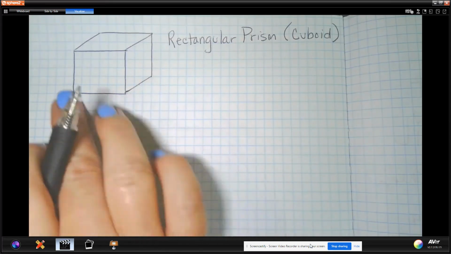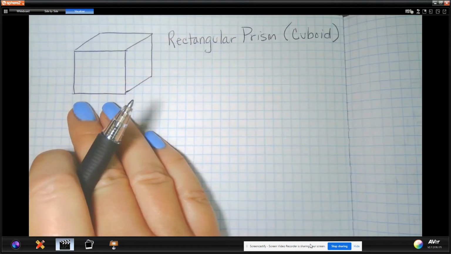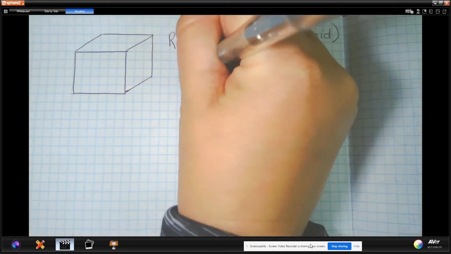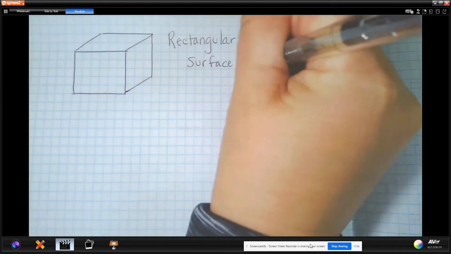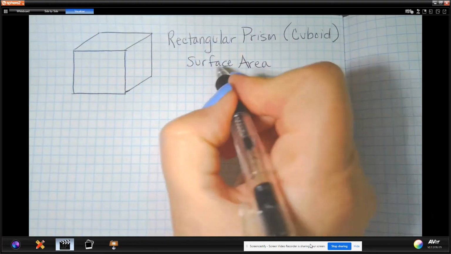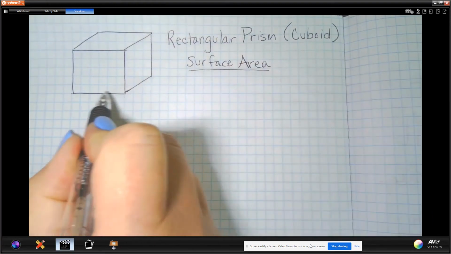Right here we have a three-dimensional rectangular prism, or sometimes called a cuboid. And what we're going to do is find the surface area of that cuboid. So surface area means all the square units that are on here.